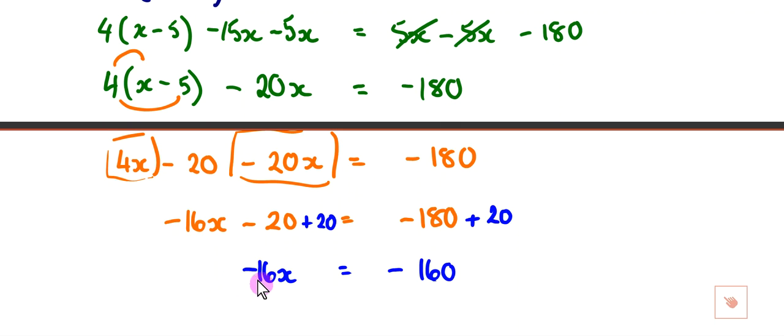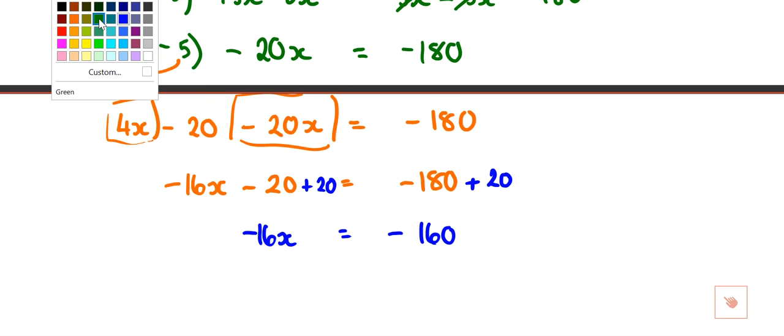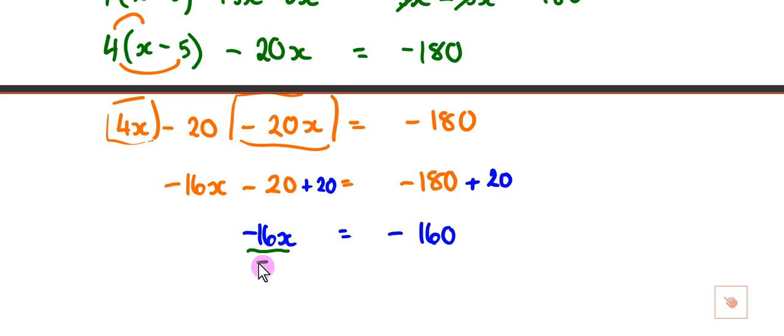But that's all right, because we get negative 16x is negative 160, so the answer is still quite a simple one to find, which is divide by negative 16, which gives you 1x. 1x equals positive 10.